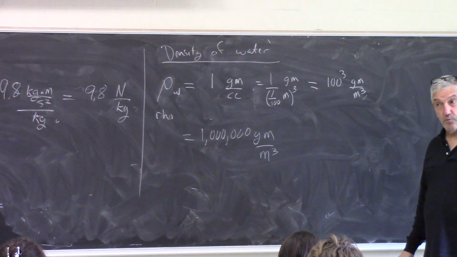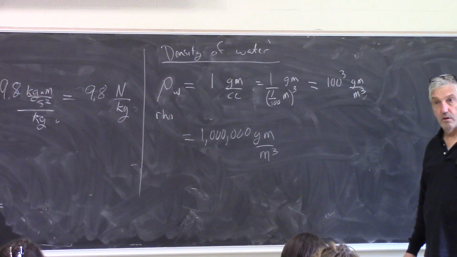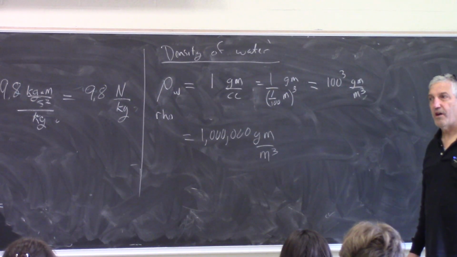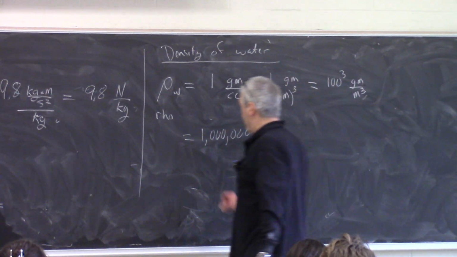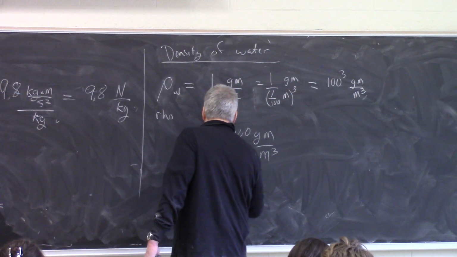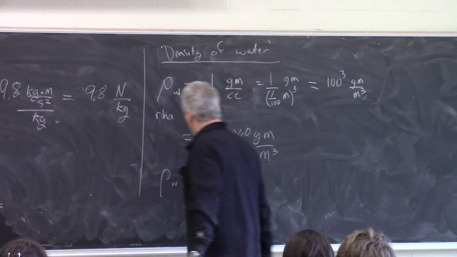Here's where kilograms would come in handy. How many kilograms is this? Jace? 1,000, because a kilo means 1,000. So this is 1,000 thousands. So this is 1,000 kilograms per meter cubed. That's the density of water. That's going to be handy.